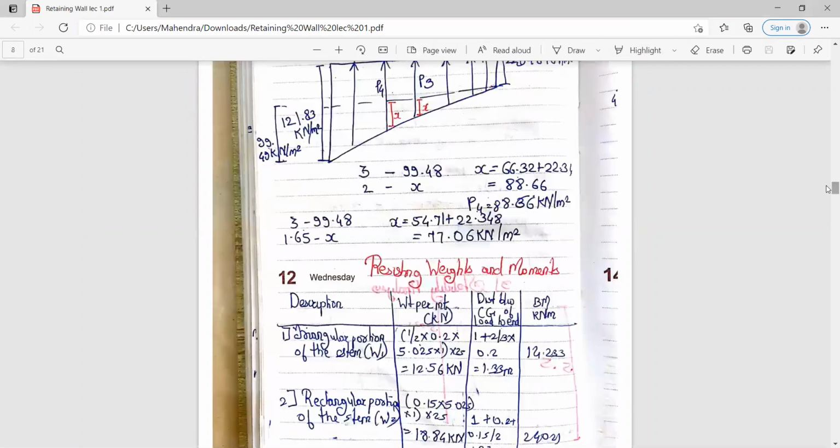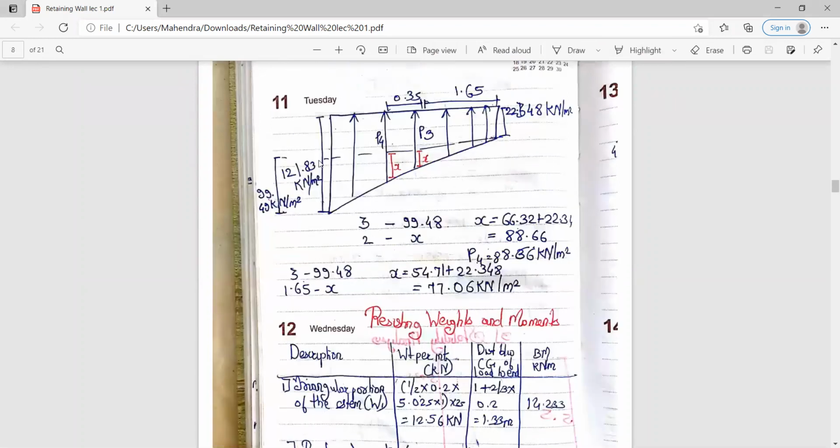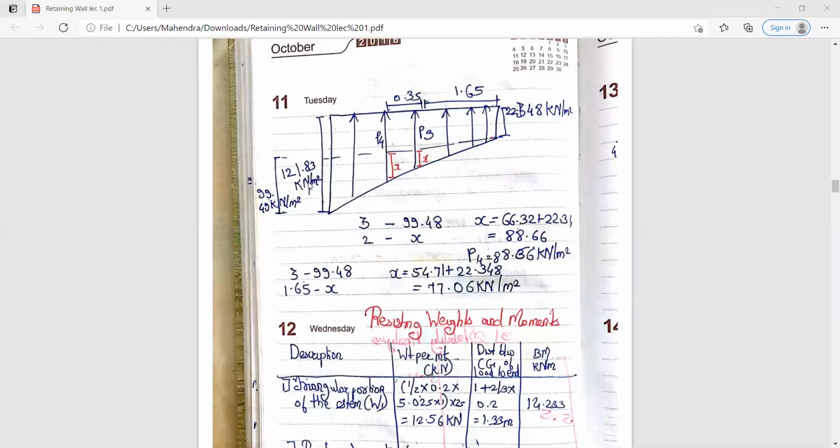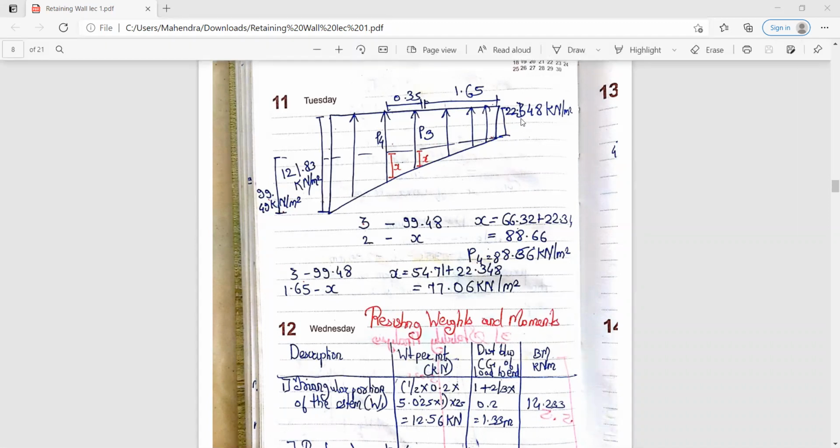Now for the heel and the toe slab. These P1 and P2, we are going to calculate in the further calculations below. So P1 we are going to get as 121.83 kilonewton per meter square. That is the pressure P1. And this pressure P2, when we solve the calculations for the toe and the heel slab, we are going to calculate these pressures P1 and P2. So P1 we get as 121.83 and P2 we get as 22.348.